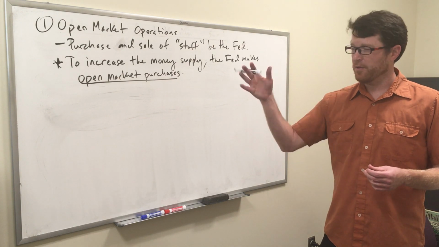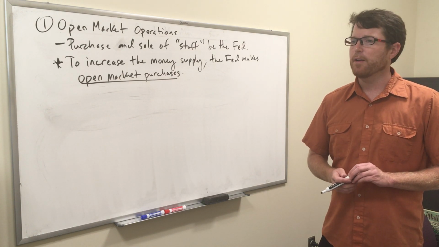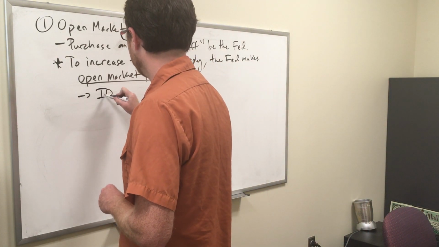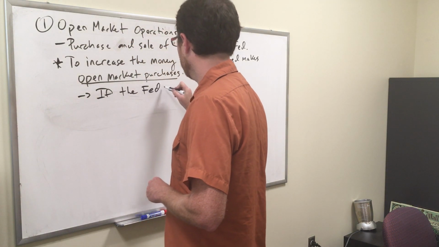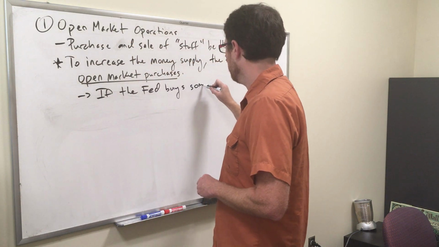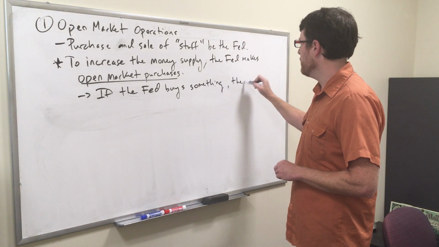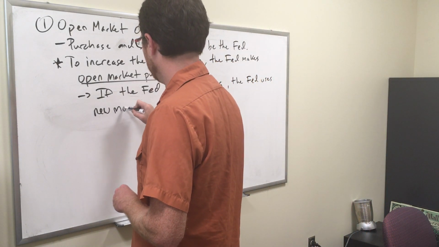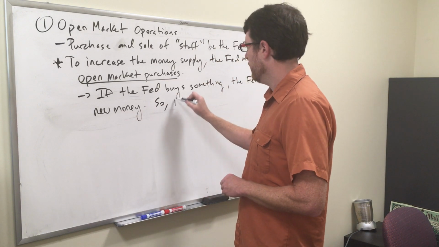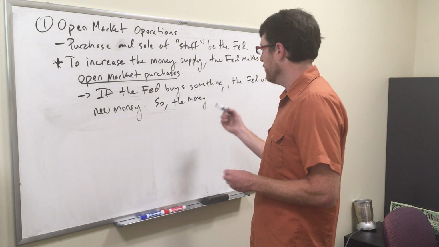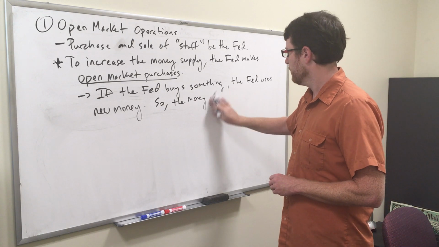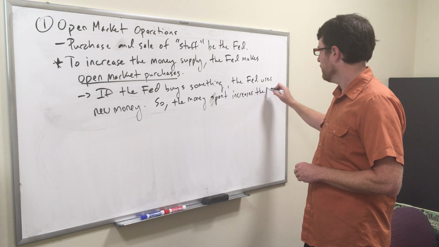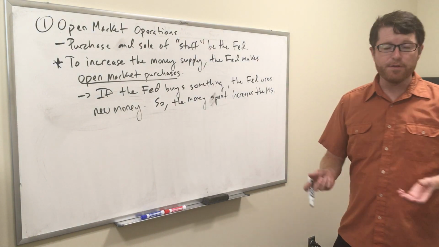The first 2 we're going to cover are pretty easy policies that the Fed can choose to do. What happens is, if the Fed buys something, the Fed uses new money. So the money that's spent is newly created. It increases the money supply because the money spent is new money.